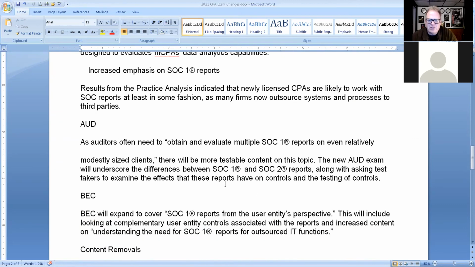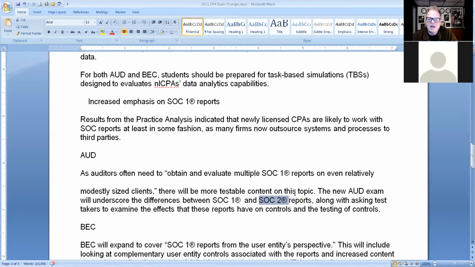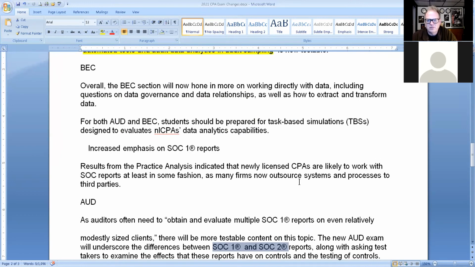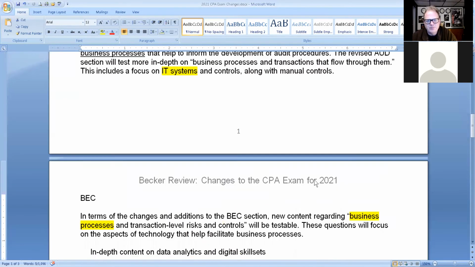The SOC1 and SOC2 reports, those are pretty straightforward. SOC1 is for financial reporting. SOC2 is basically for everything. So SOC1 is just for the financial part of it, which is what we would be looking at. SOC2 says, okay, how do they secure the company's data? How do they do all these other things besides just the financial reporting? These are not that big a deal, I don't think. They're not that difficult to understand. So, any question on that?